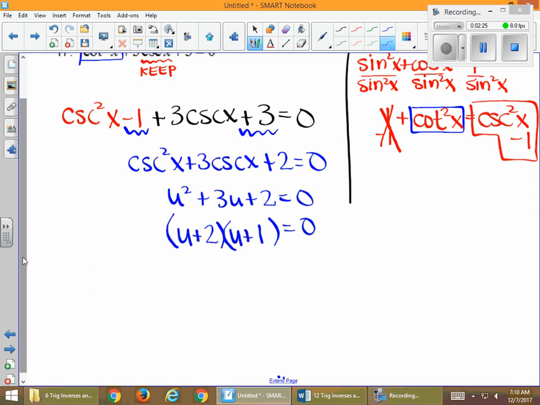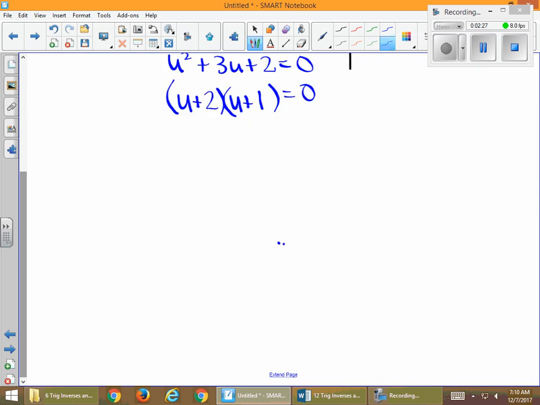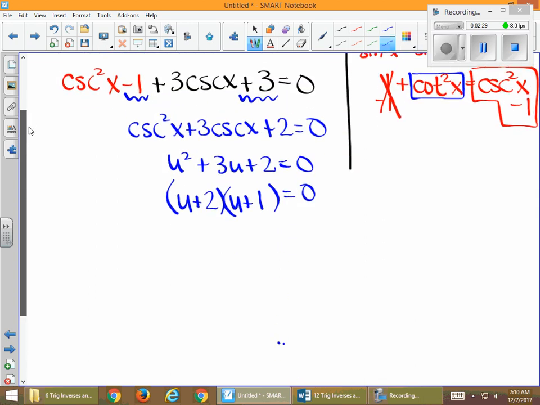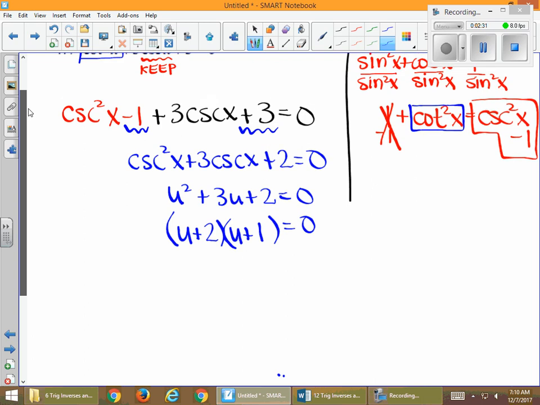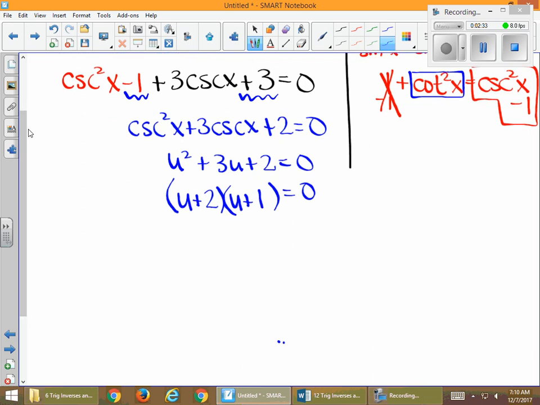So the factoring with this problem is much easier. It's just that first step, identifying the identity that you need to swap in is a little bit trickier. So u equals -2 and u equals -1. And our u was cosecant.